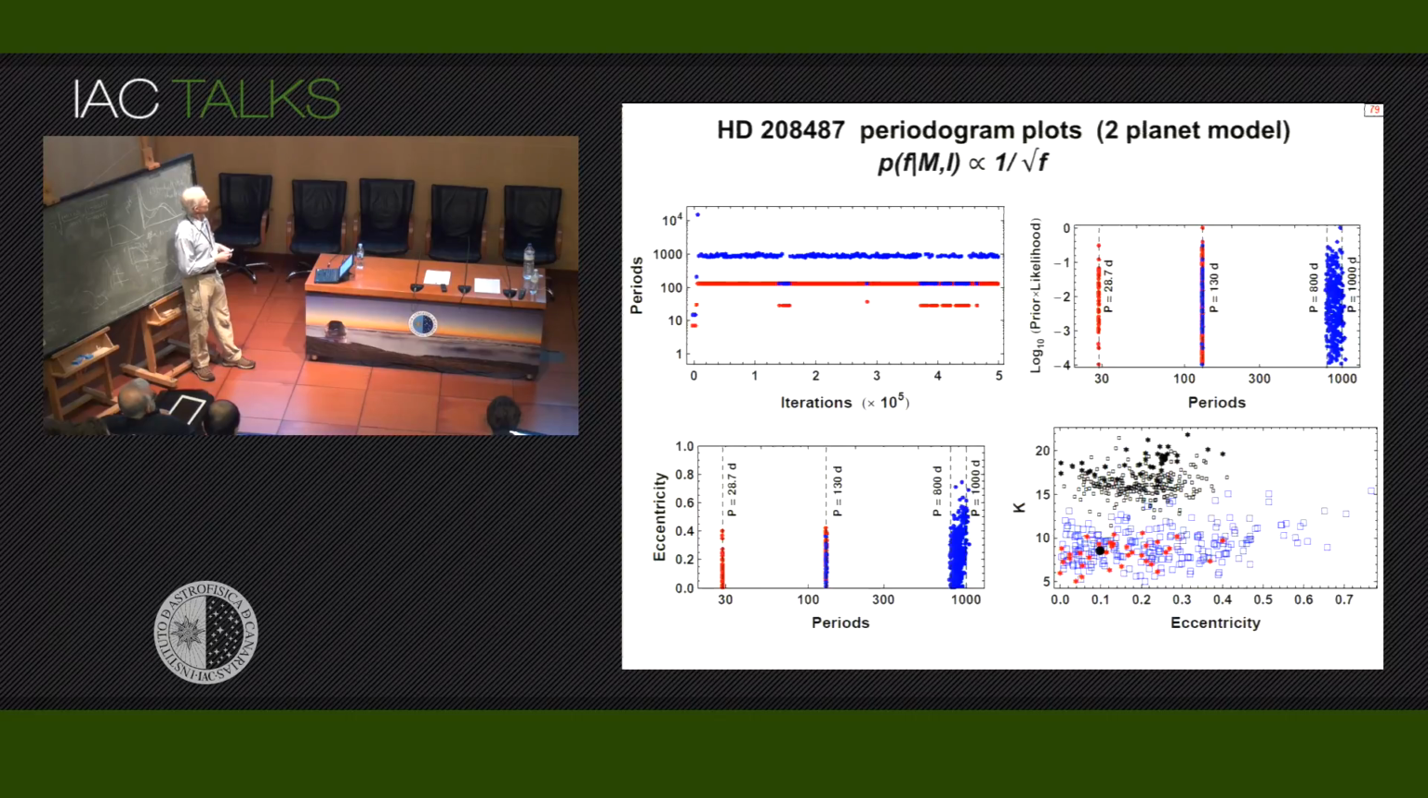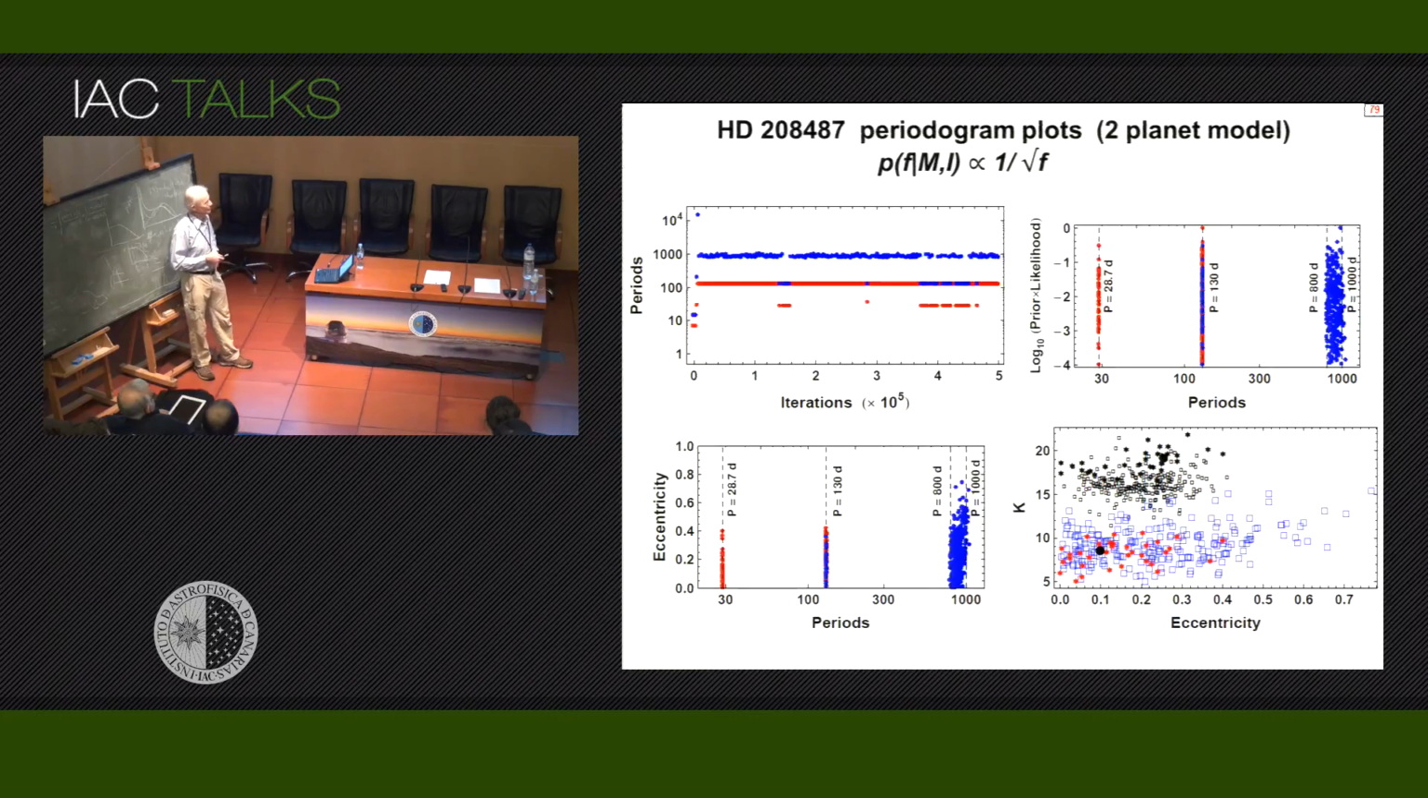There's still many more points at this, but it makes you wonder, well, okay, the prior is obviously affecting things, but more recently I've gone over to using both a 1 over square root f and a 1 over f for the exploration to see what evidence there are for other planets around.